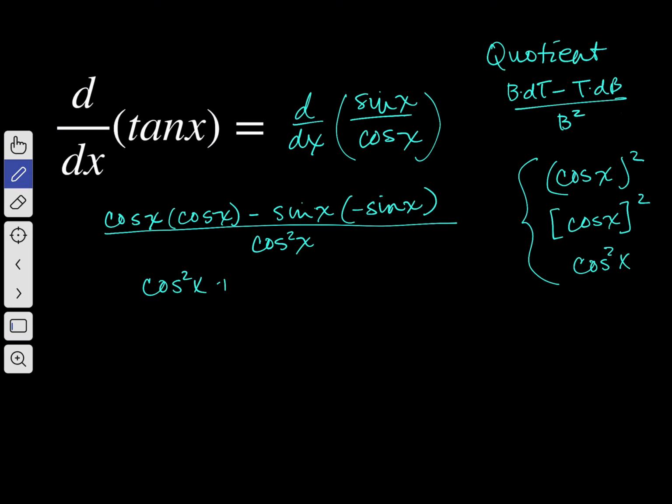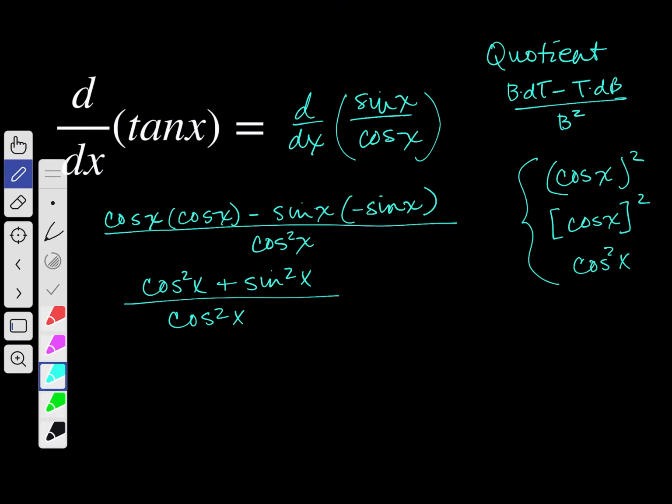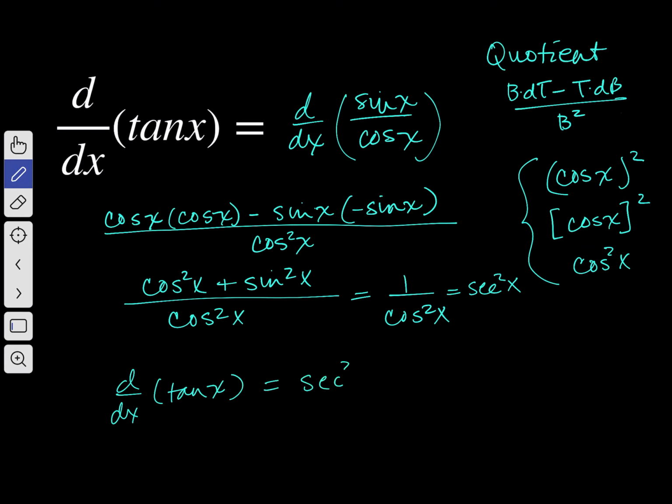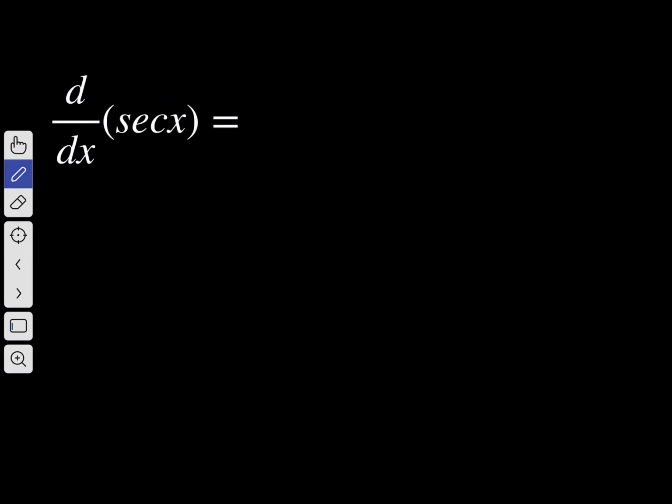All right, so in our numerator, let's clean this up a bit. We have cosine squared x plus sine squared x. Okay, think back to your pre-cal days. Who is this? Well, of course, this is our Pythagorean identity. Cosine squared x plus sine squared x is equal to 1 over cosine squared x. And, of course, 1 over cosine squared x is equal to secant squared x. So the derivative of tangent is equal to secant squared x. Here's another one to memorize.